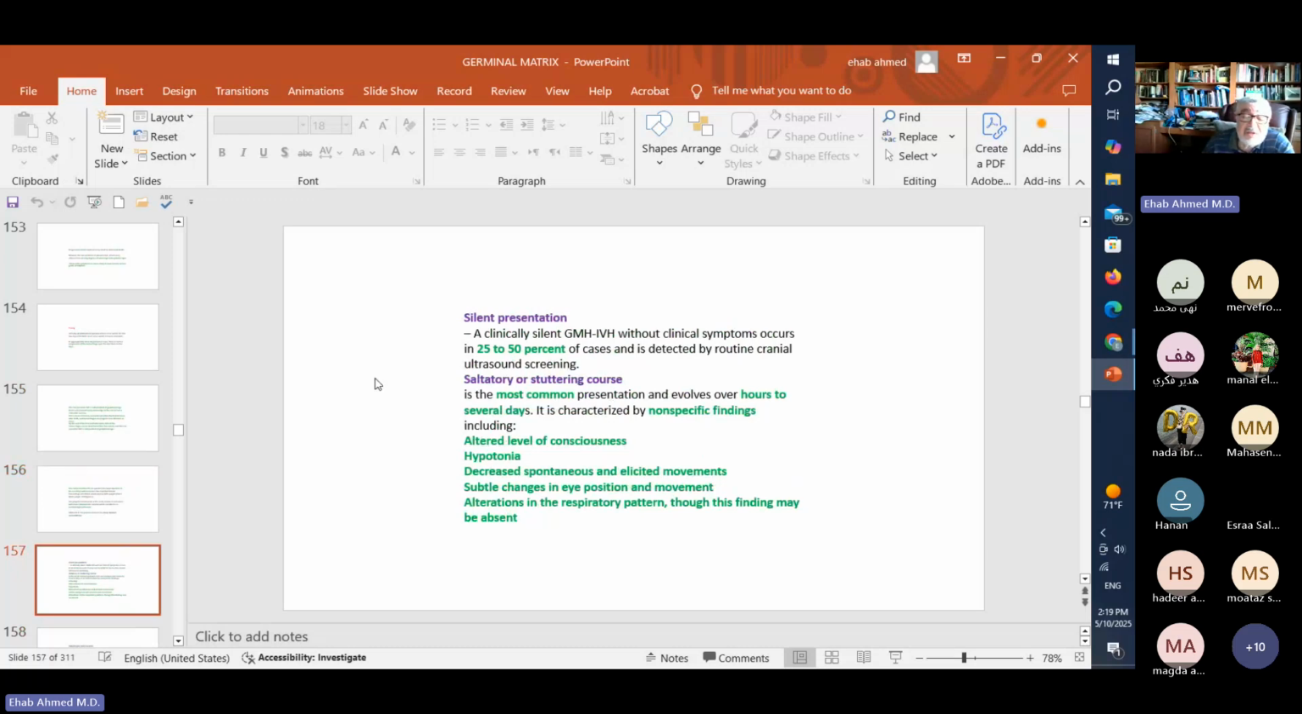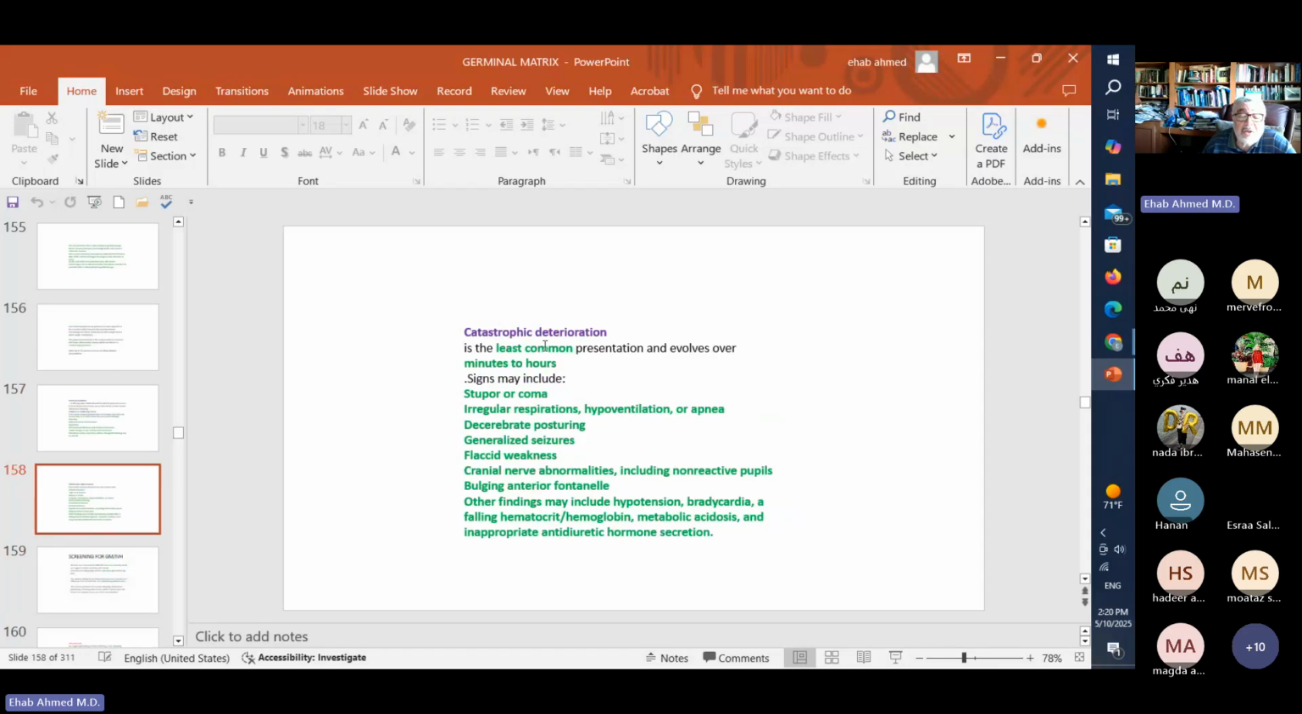So there are 3 distinct presentations, if you need to classify: silent, saltatory, or catastrophic. The saltatory is the most common presentation. It takes hours or even several days for the baby to deteriorate, giving you non-specific findings, as we mentioned before: altered level of consciousness, hypotonia, decreased spontaneous and elicited movements, subtle changes in eye position and movement, alteration in the respiratory pattern. And then the catastrophic deterioration, which is the least common but the most serious, and the baby will deteriorate immediately.